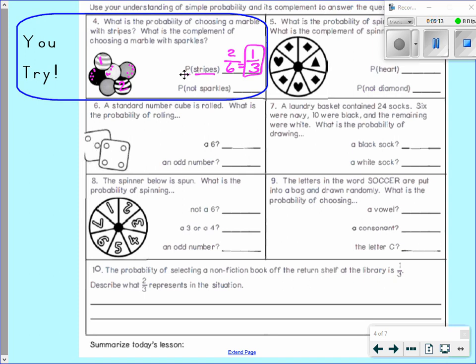All right, and the next one we want the probability of not sparkles. Again, you have 2 options on how you want to solve this. So since these 3 are sparkles, we see that 1, 2, 3 are not sparkles. So 3 of them are not sparkles out of 6, and that simplifies to 1/2. All right, go ahead and work on numbers 5 through 10. You may want to pause the video and then press play to check your answers.